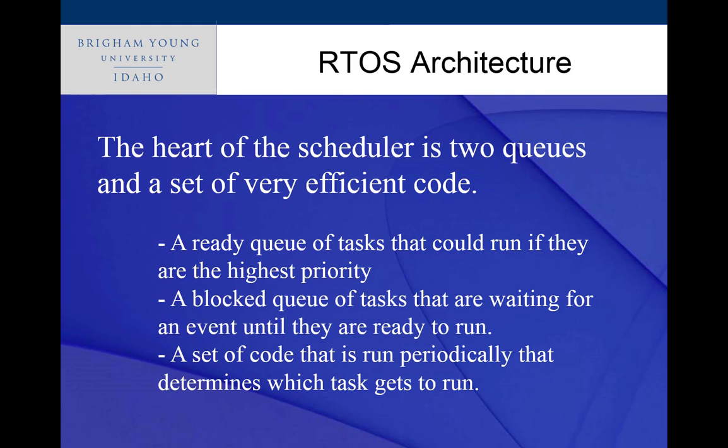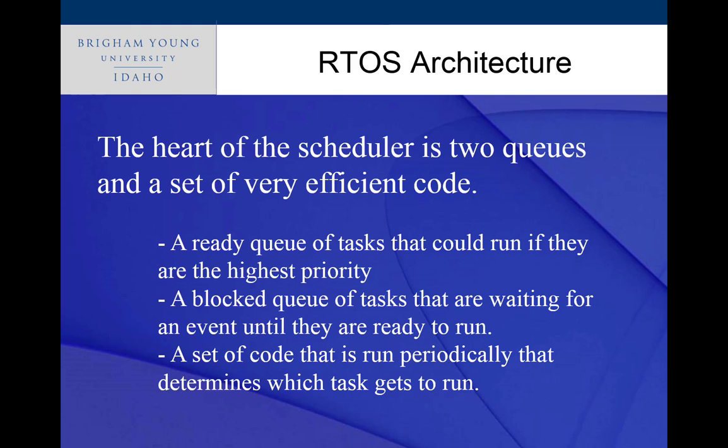Now, at the heart of our RTOS is a scheduler. And at the heart of our scheduler are two queues and some very efficient code. If you'll remember, a queue is simply an array of elements of a certain kind. In this case, we're going to have two arrays, and each of the elements of these queues is going to be a process or a task. So we're going to have a ready queue. That's a list of tasks or processes or threads that could run based on their priority.